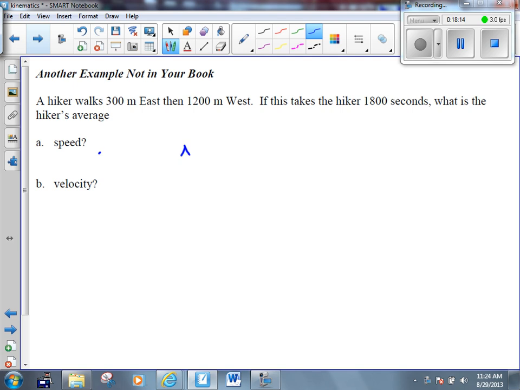Let's write down D1, we'll call it. Displacement 1 is 300 meters. Let's make east positive here, okay? That makes displacement 1 positive 300 meters. Then this hiker walks 1,200 meters to the west. That's not where the hiker is. The hiker isn't 1,200 meters from something. The hiker walks 1,200 meters. The hiker's traveled 1,200 meters. The displacement of the hiker in the second phase of this question is 1,200 meters. We're going to call that delta D2.